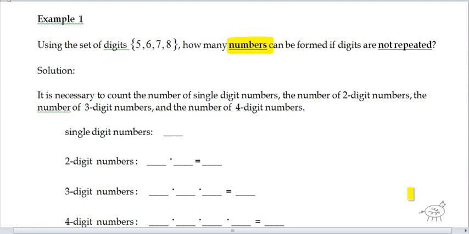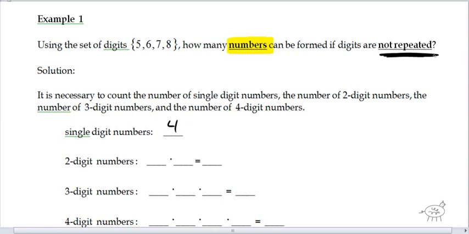Here's the solution. It's necessary to count the number of single-digit, 2-digit, 3-digit, and 4-digit numbers. Yesterday the directions literally said how many 3-digit numbers can be formed, and you drew 3 blanks. This doesn't say 3-digit numbers, it says how many numbers. It's really important that you recognize that. For single-digit numbers, there are 4, because I can put 5, 6, 7, or 8. Remember, not repeated.